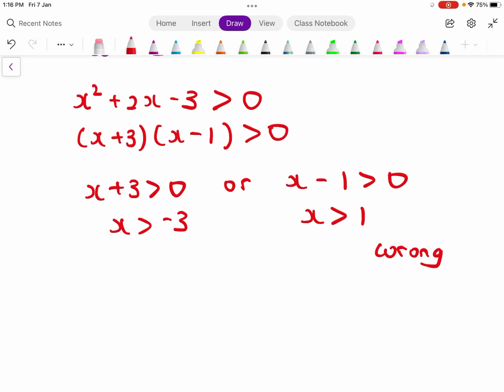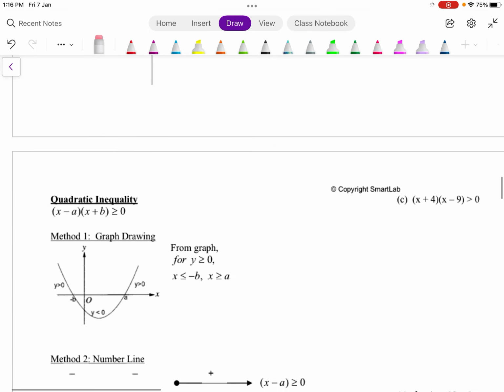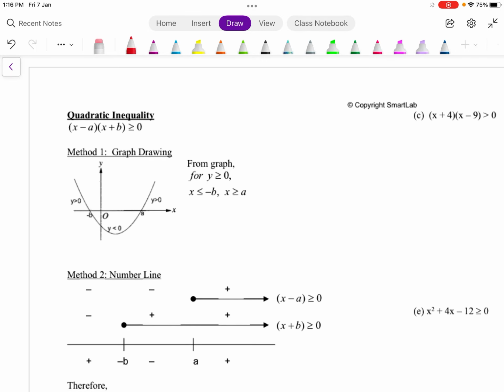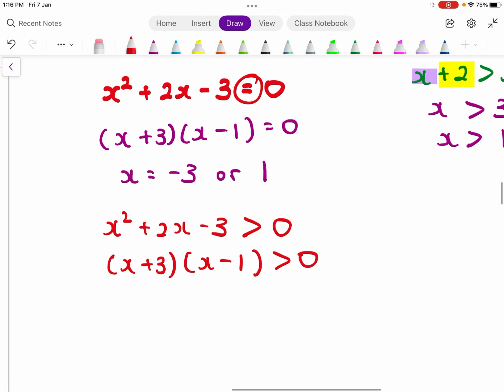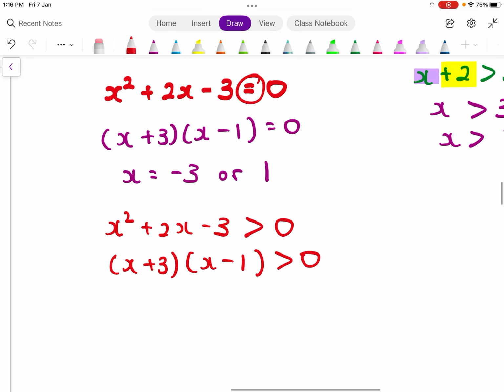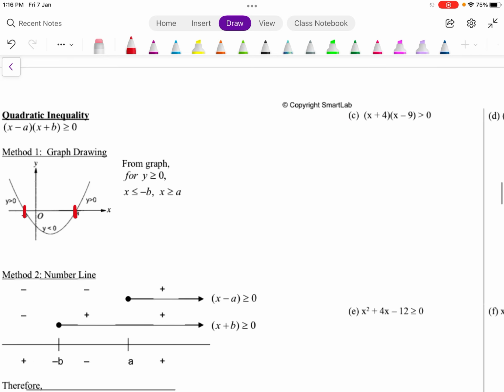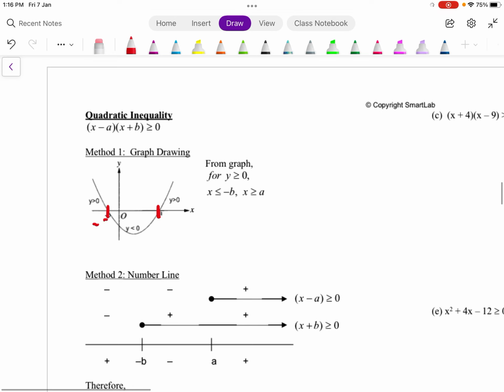So how do we approach this question? Let me just erase first. I must first of all draw a graph, method 1. So I teach you method 1 first. Method 1 is graph drawing, right? Notice that just now I factorized already: (x plus 3)(x minus 1), right? So I just label according to the graph. If you solve your equation, it's the same equation. One root is negative 3, another is positive 1, right? So I label down the negative 3 and positive 1 on the graph.